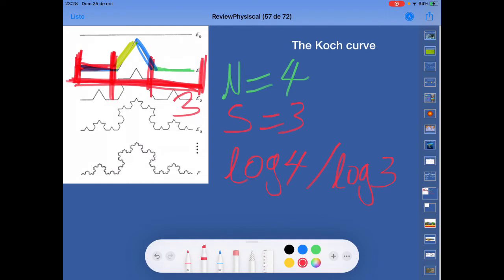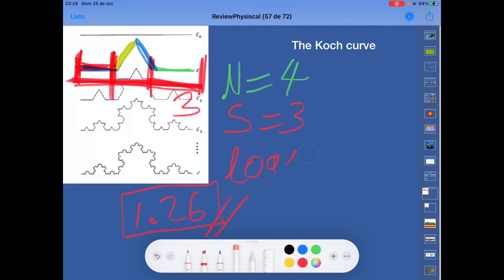And, sorry, I made a mistake. Log 4. This equals 1.26. Sorry for that delay. It took me longer than expected. So 1.26. So as you can see, it is gaining dimension. Instead of losing dimension, as it is gaining rugosity, it is starting to gain dimension.